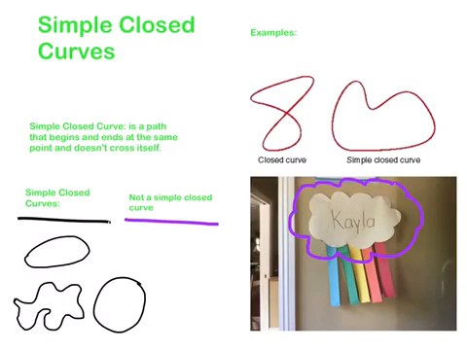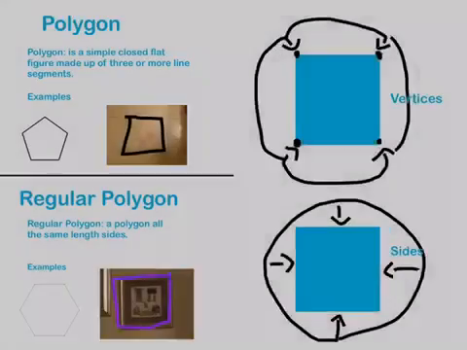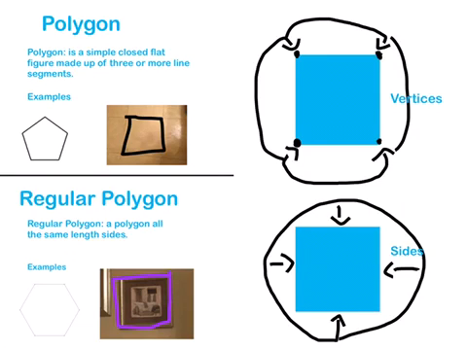Simple closed curves. A simple closed curve is a path that begins and ends at the same point and doesn't cross itself. Polygons. Polygons are simple closed flat figures made up of three or more line segments. Regular polygons. Regular polygons are polygons with all the same length sides. Vertices, sides.